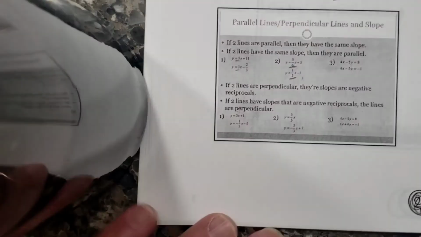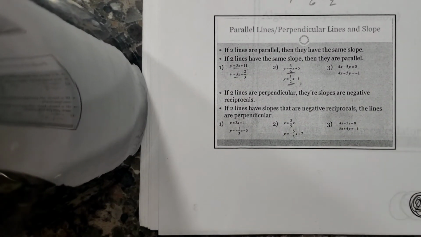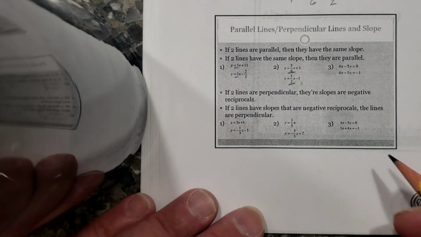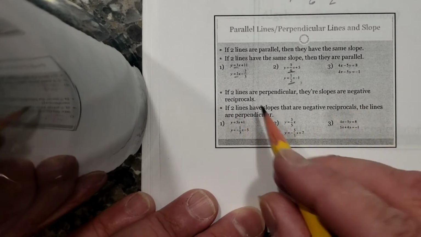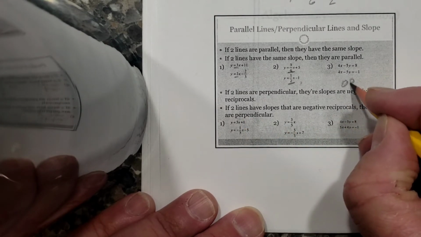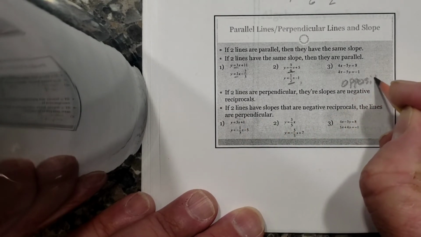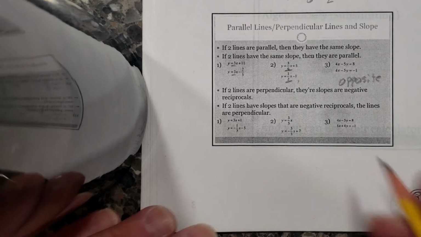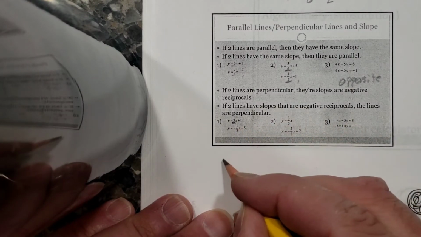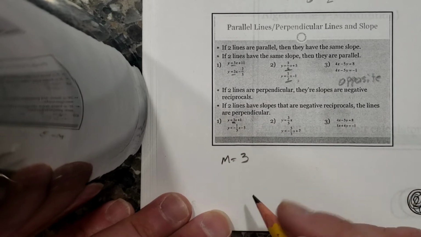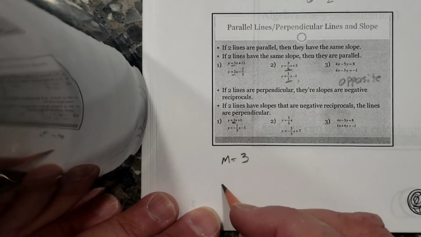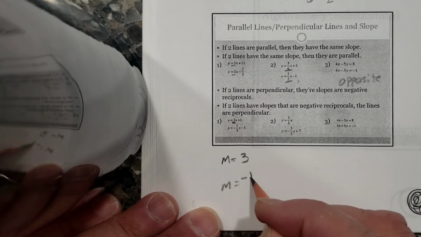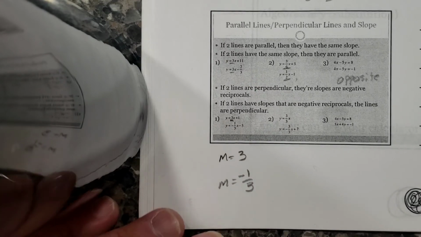Now we're going to look at perpendicular lines down here at the bottom. Lines that are perpendicular, you say, are negative reciprocals. You will also hear me use the word opposite reciprocals. If one's positive, the other one's negative. If one's negative, the other one's positive. Okay? So when you look at these, you have a slope of 3, and then the next one is a slope of -1/3. Okay?